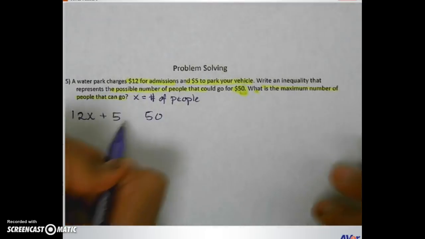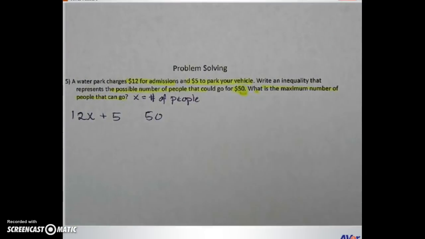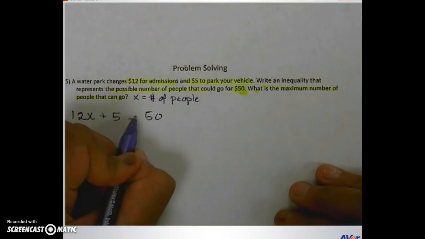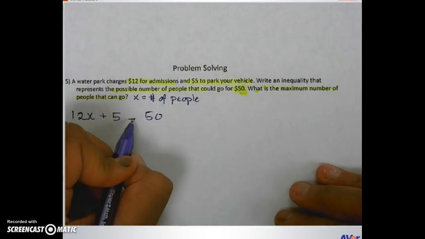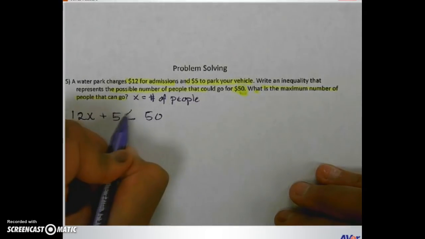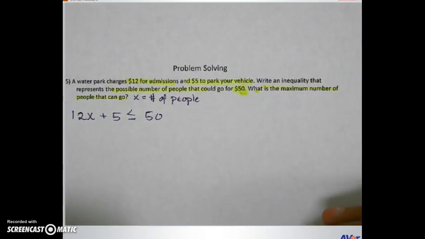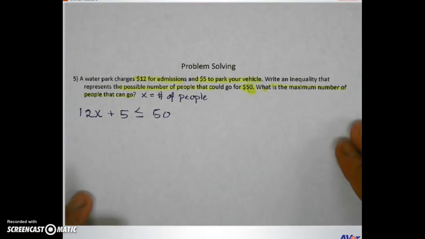It could be equal to $50. That would be great. But the question is, can it be greater than? Nah, because we'll be embarrassed. We'll be at the line, we'll be ready to pay, and then somebody will not be able to get in. So this amount has to be less than or equal to $50, because I don't want to be that person that says, sorry, you're going to have to wait in the car.